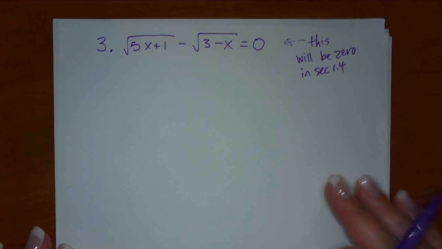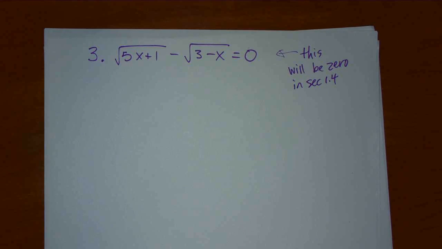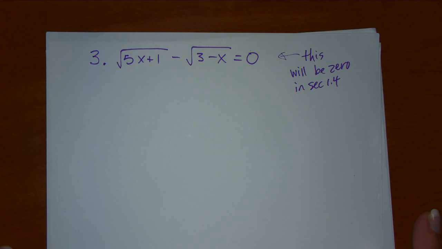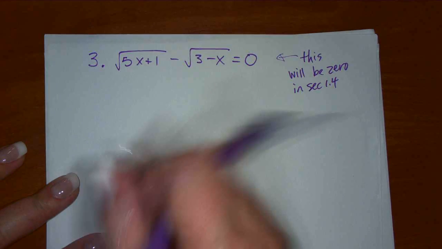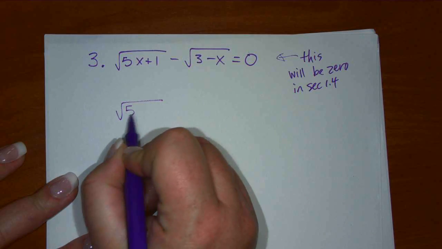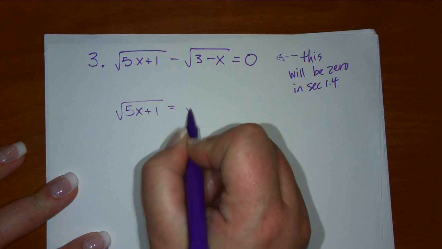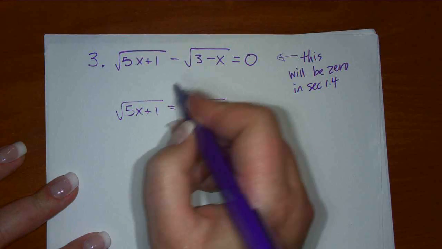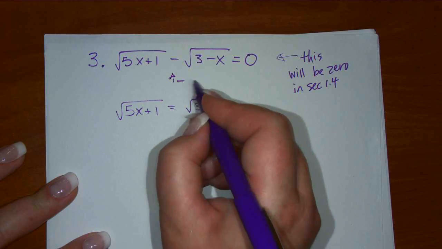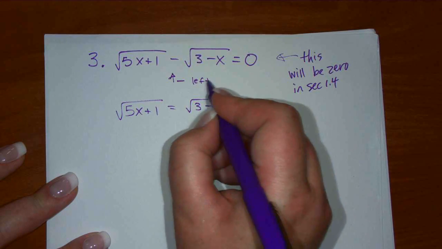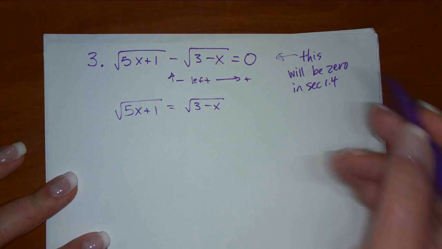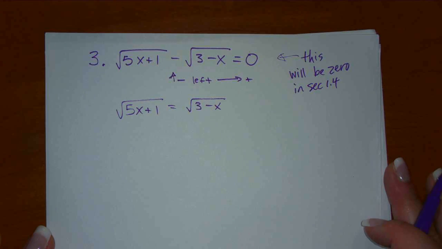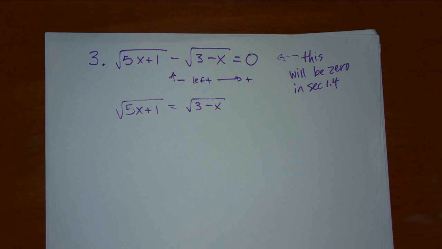Okay, so how do we solve this? We move 1 to the other side so that it's a radical equals a radical. So probably move the negative over to the other side. It was negative on the left, so move it over to the right and it becomes a positive. And now square both sides.